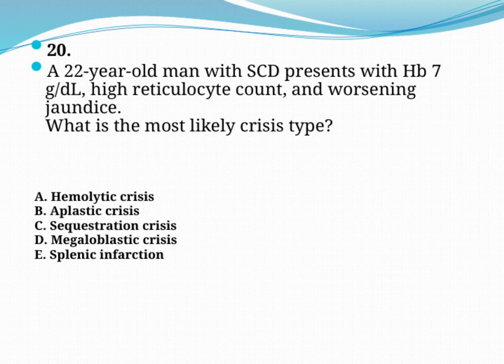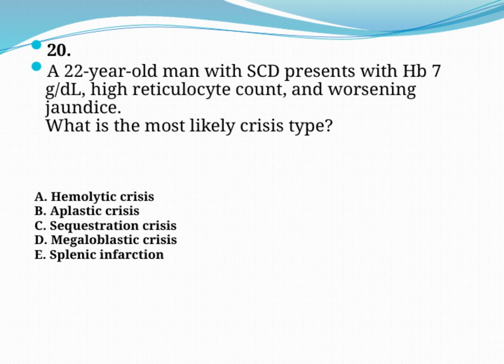Well, the low hemoglobin indicates anemia, but the high reticulocyte count shows his bone marrow is actively trying to produce more red blood cells. The worsening jaundice suggests increased breakdown of these cells. Now, among the different types of sickle cell crises, this presentation most closely points to a hemolytic crisis. That's when there's excessive destruction of red blood cells, leading to anemia and jaundice. The body responds with increased reticulocyte production to compensate.